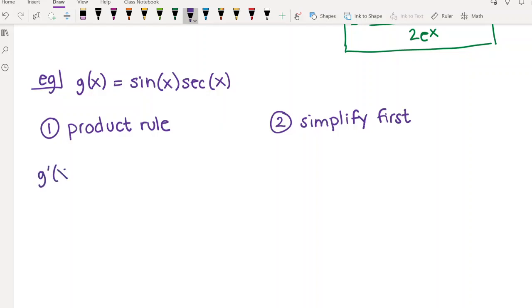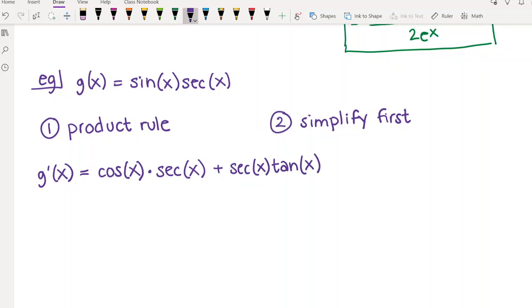So the product rule tells us that we take the derivative of the first part. So the derivative of sine of x is cosine of x. And then we just multiply that with the second function without taking the derivative. And then to that we add, we're going to take the derivative of the second part. So the derivative of secant is secant times tangent. So that is secant x times tangent of x. That's the derivative of secant x. And then we're going to multiply that with the first function, which is sine of x.